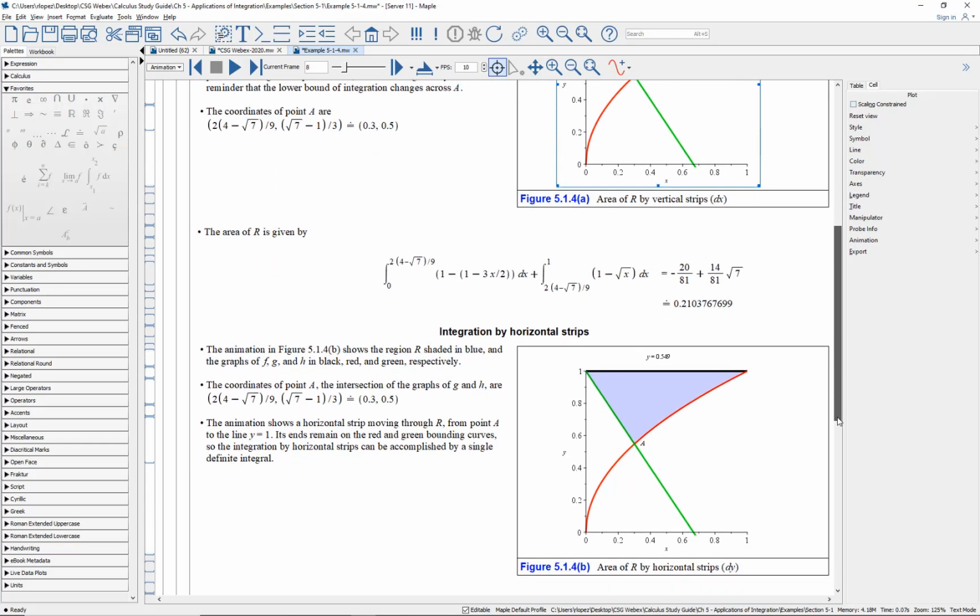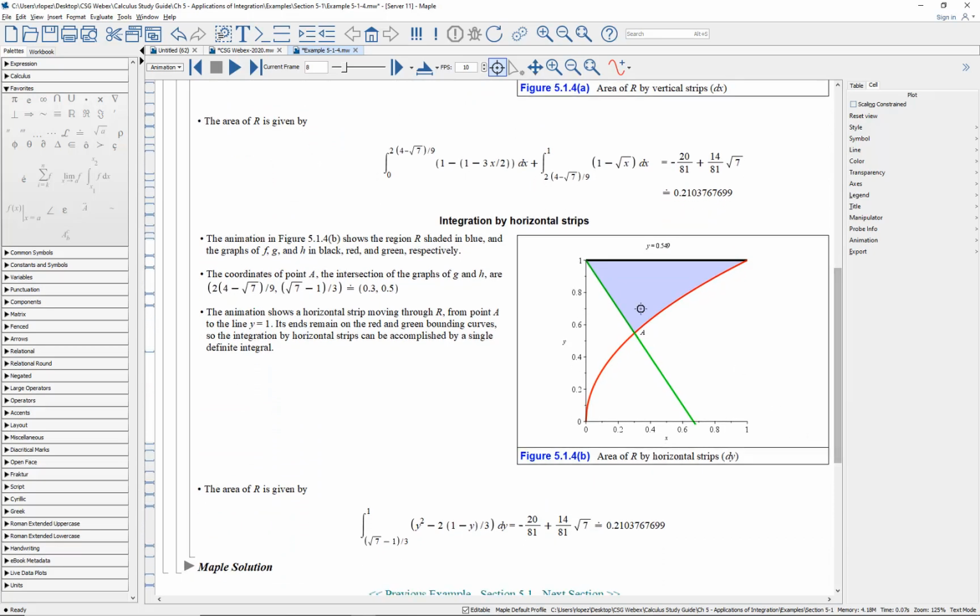If the integral is done with horizontal strips, then it can be done with one integral. And this animation illustrates that. It shows a horizontal strip moving from the bottom of the region to the top of the region, and the left and right boundaries remain the green and red lines throughout. What you need to know, because this is a dy integral, is the y coordinate of this point A, and you integrate from there to 1, but you have to express these bounds as functions of y.